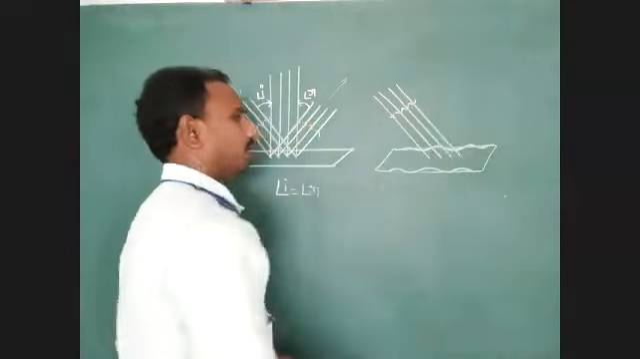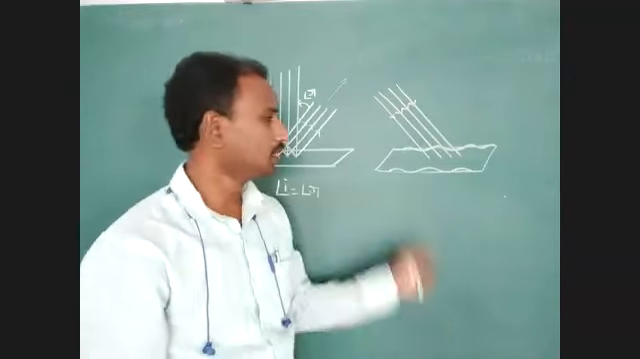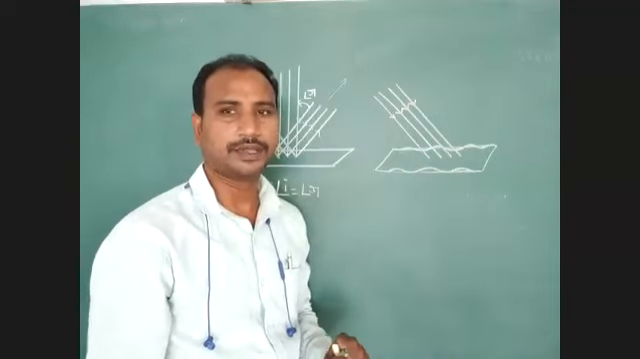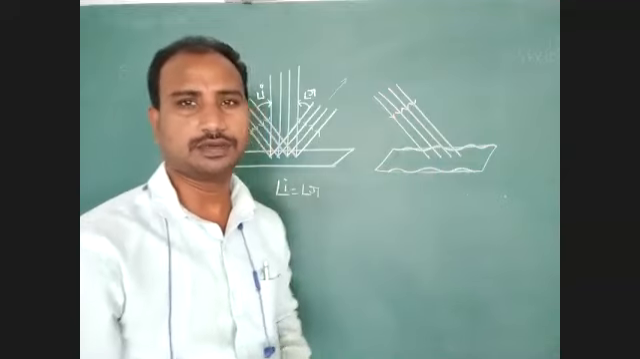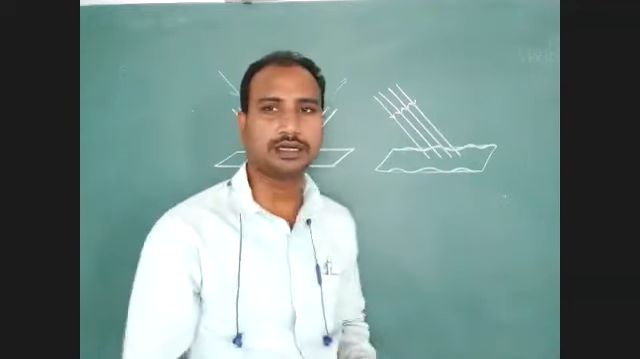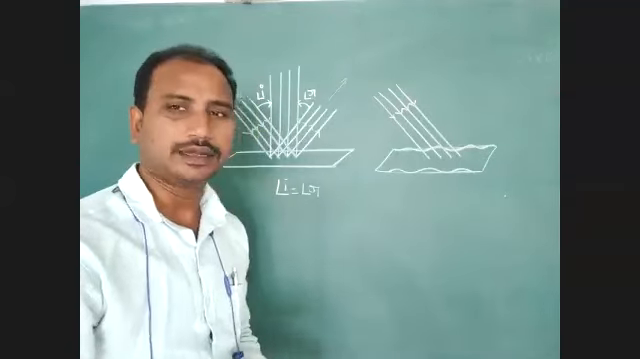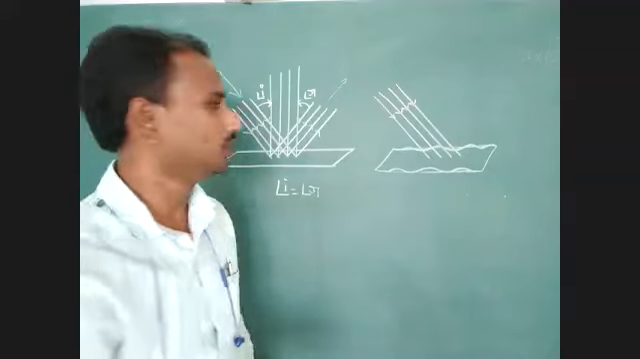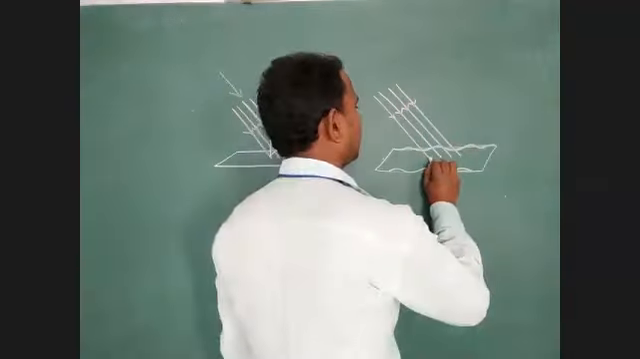Here we consider a parallel beam of light rays incident on the polished surface. This surface is an irregular polished surface. Now observe the reflected light rays. Here the reflected light rays rebound into the same medium. We have to identify that.